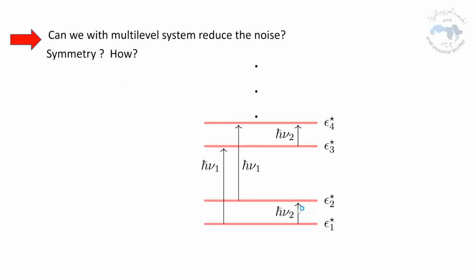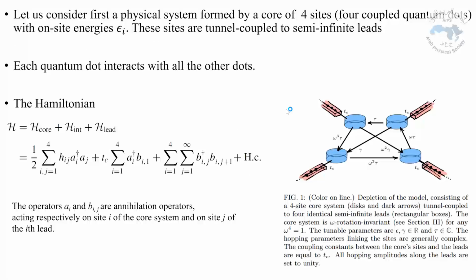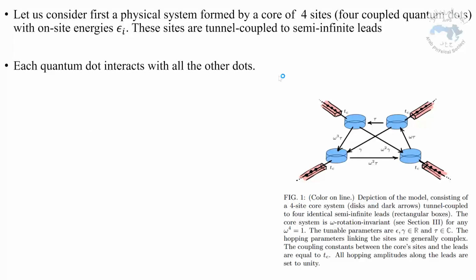I would like to show you that with a multi-level system with symmetry, we can do better than with normal qubits. So let's consider the physical system, a very simple system. Let's consider a physical system formed by, say, 4 quantum dots. But it's not obligatory to use quantum dots, because this is a concept. It can be anything. The most important thing is that we have 4 sites.